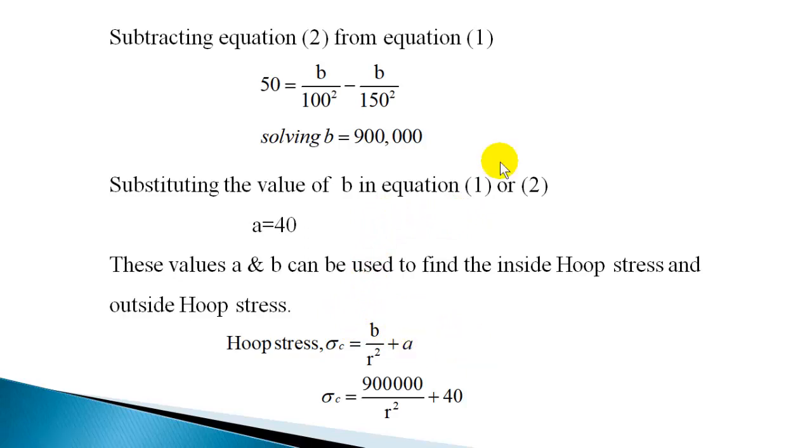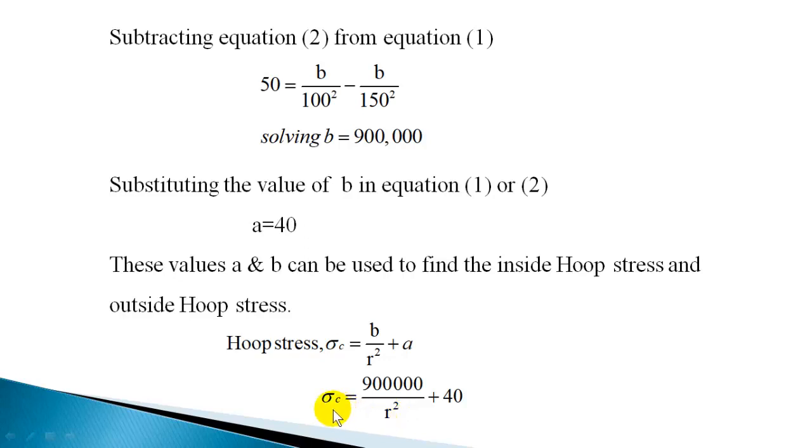So we have the hoop stress expression in sigma c as b by r square plus a, and b is 900,000 and a is 40. So sigma c is 900,000 by r square plus 40. Now substitute r as Ri, which will give the inside hoop stress.